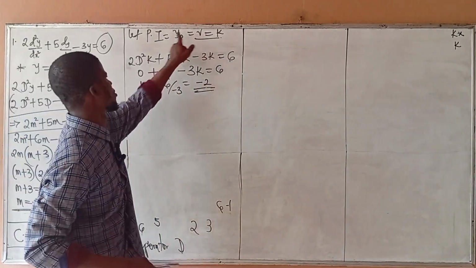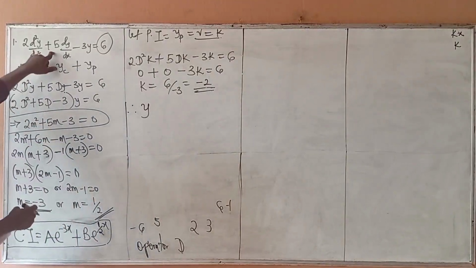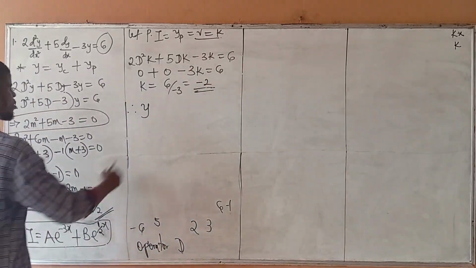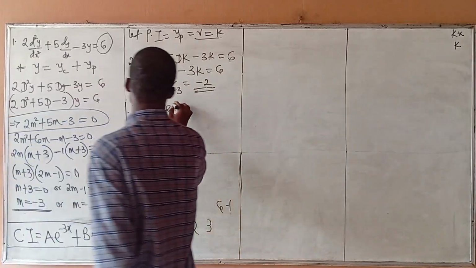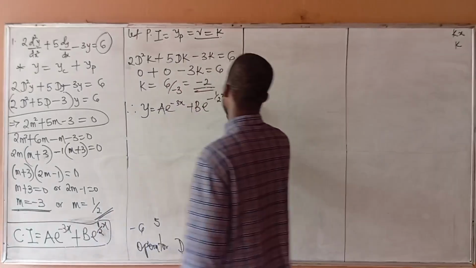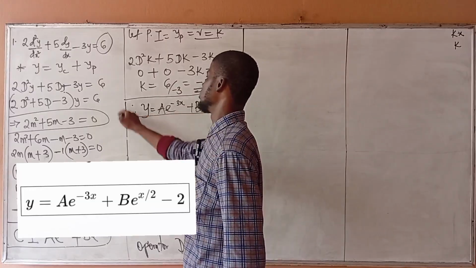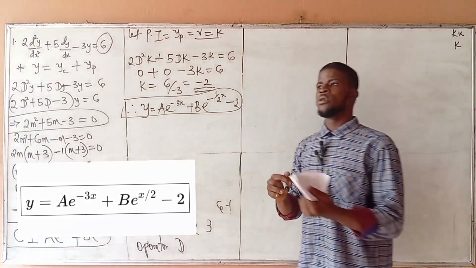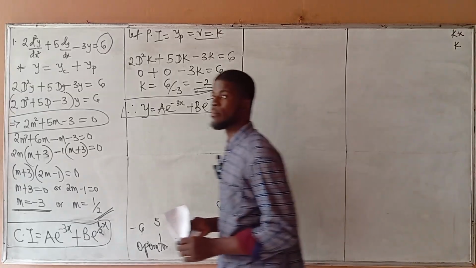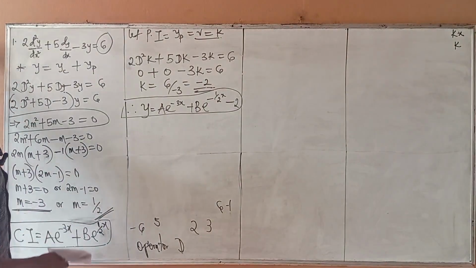And k here is the particular integral. As a matter of fact, the solution to this differential equation is the complementary function plus the particular integral. So y equals A e to the power of negative 3x plus B e to the power of 1/2 x, then you add the minus 2 to it. This is the solution to that question 1, the general solution. There is a general solution and there is also a particular solution. For a particular solution, they are going to give us some boundary conditions, like at x equal to 0, y is this. But the question didn't state anything like that.